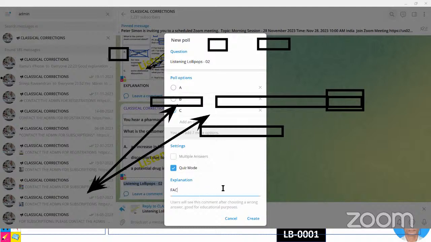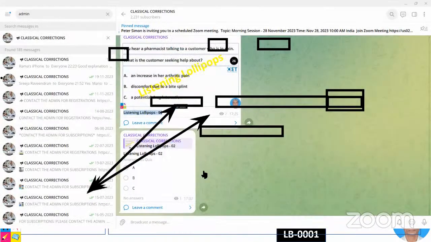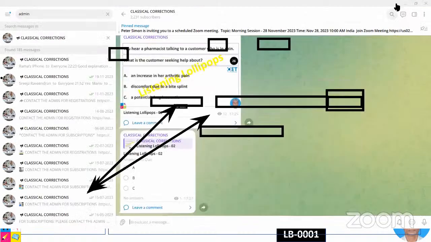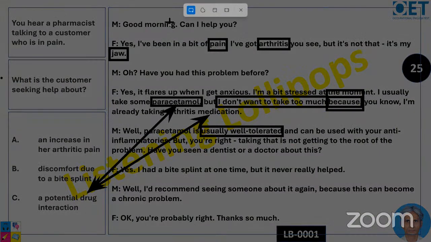Focus, attention, concentration, techniques, and strategies. Facts. Function, print screen.